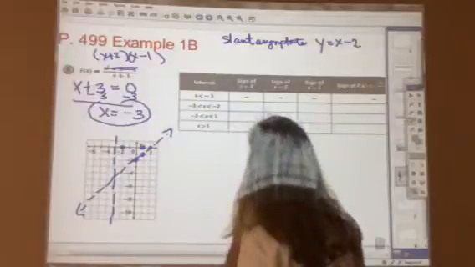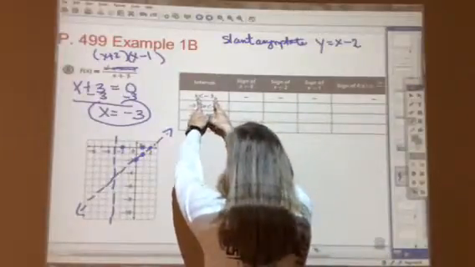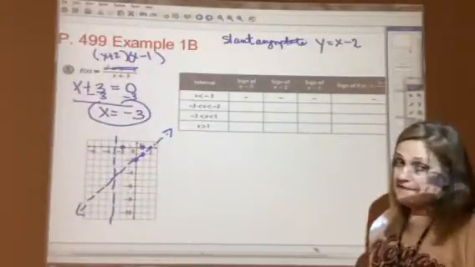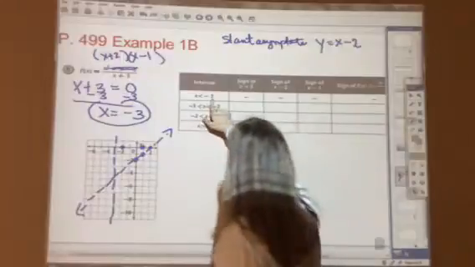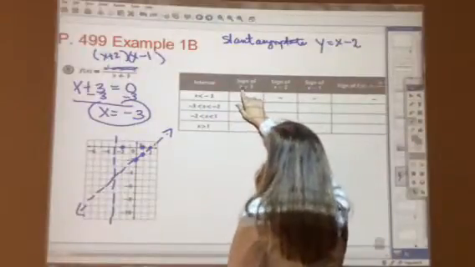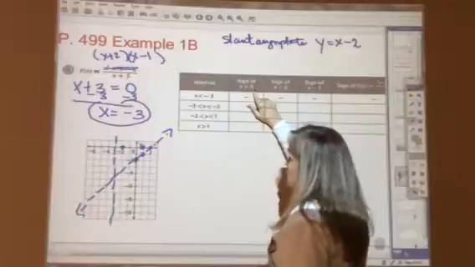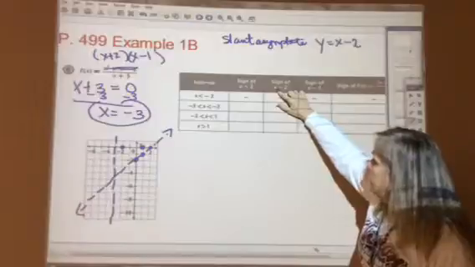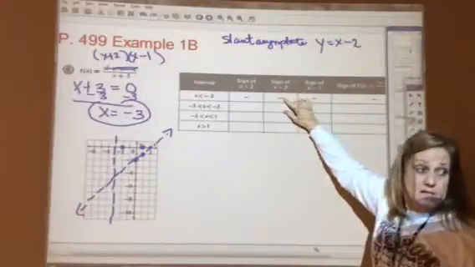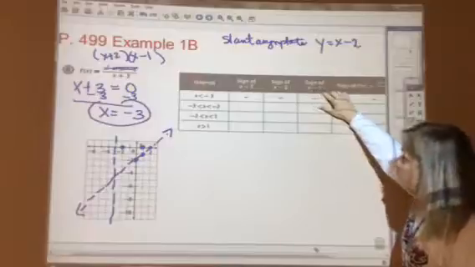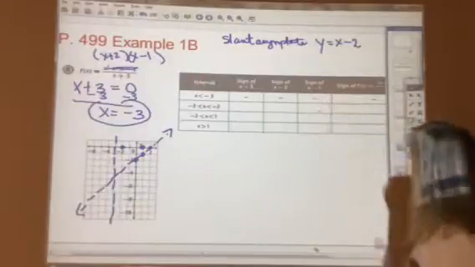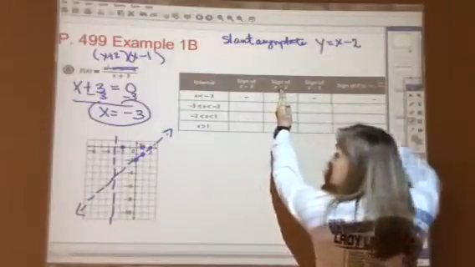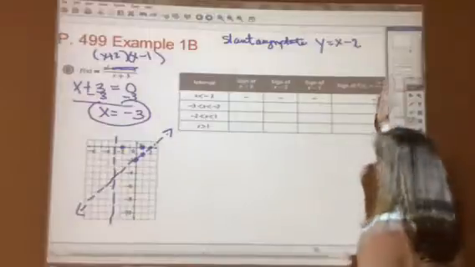So, this is what you do. We're going to pick a number less than -3. It doesn't matter what it is: -4, -5, -6, whatever. Let's just say -5. If I put that right here, -5 plus 3, I'm going to get a negative number. -5 plus 2 is a negative number. -5 minus 1 is a negative number. What happens when I multiply negative times negative times negative? A negative.